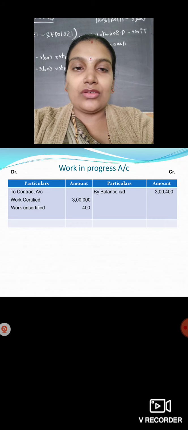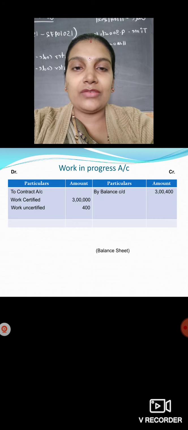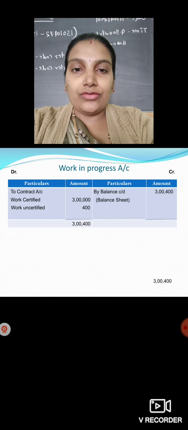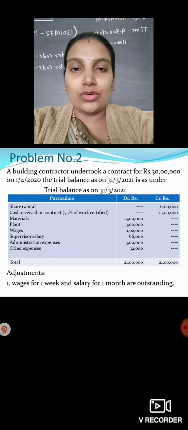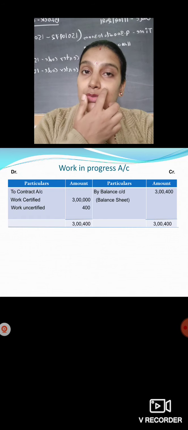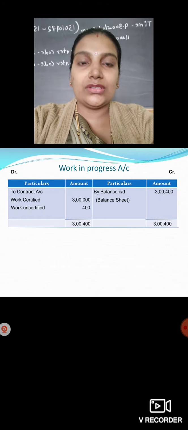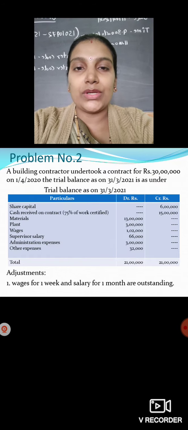So 3 lakh 400, which we are going to record in the balance sheet. So 3 lakh 400 here, and total you should finish off, which we are going to show in the balance sheet. Okay, 3 lakh 400 as a work in progress.